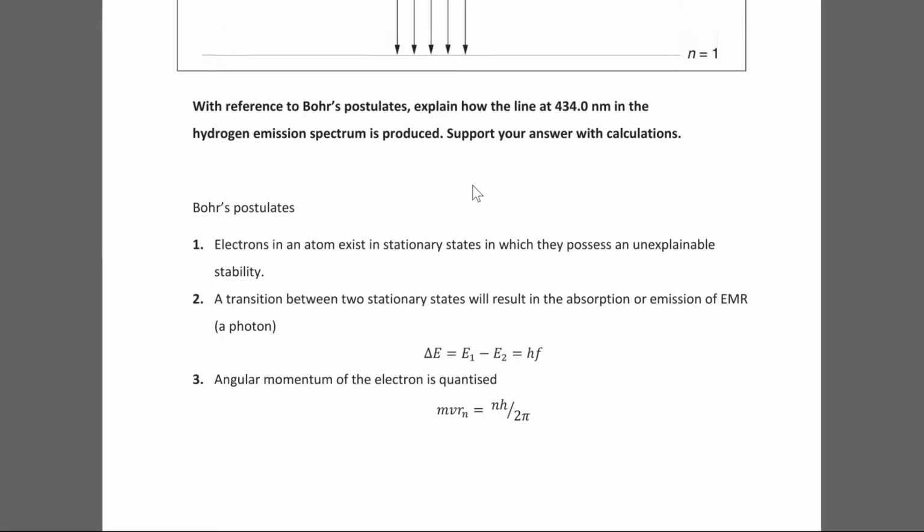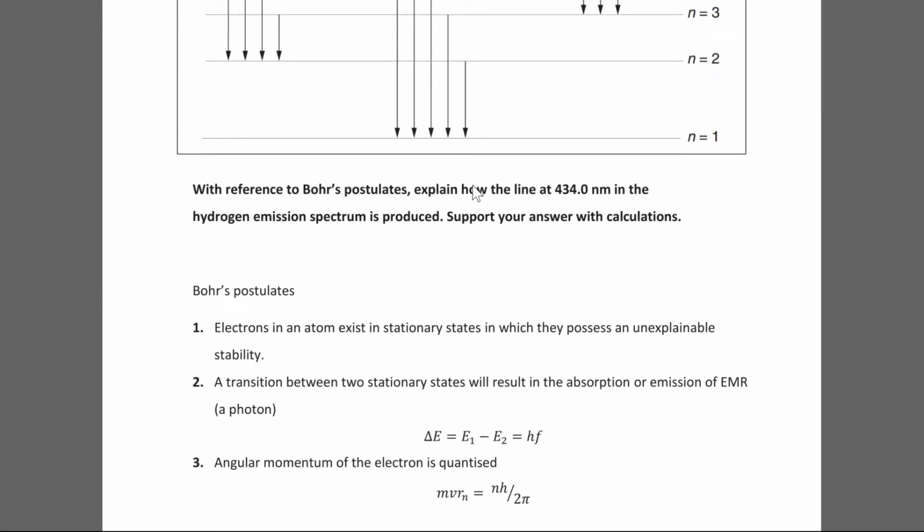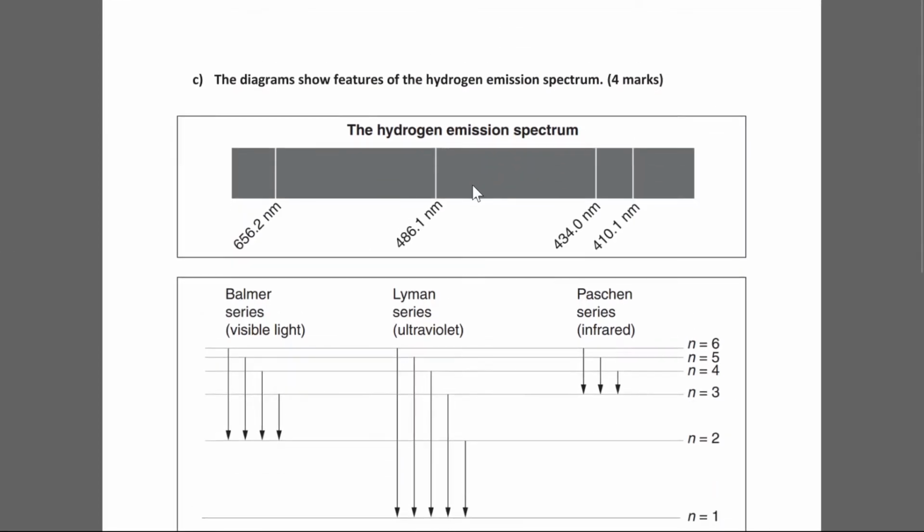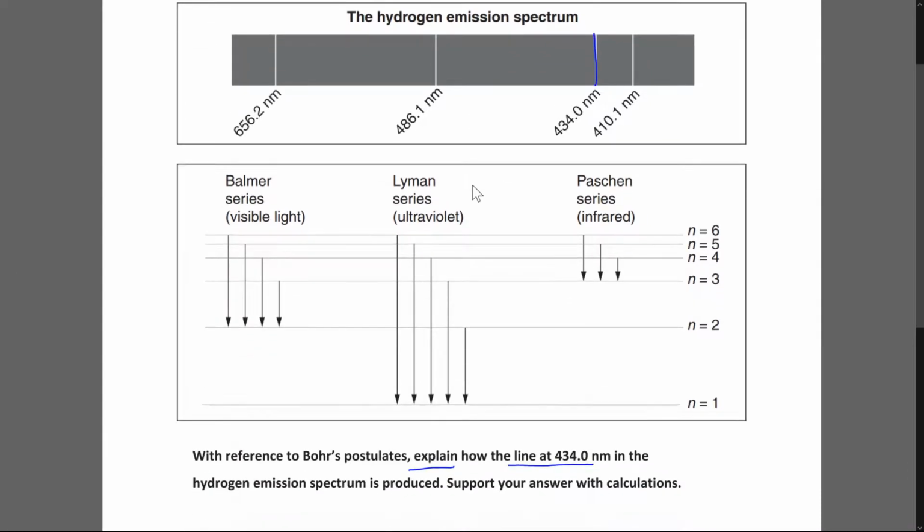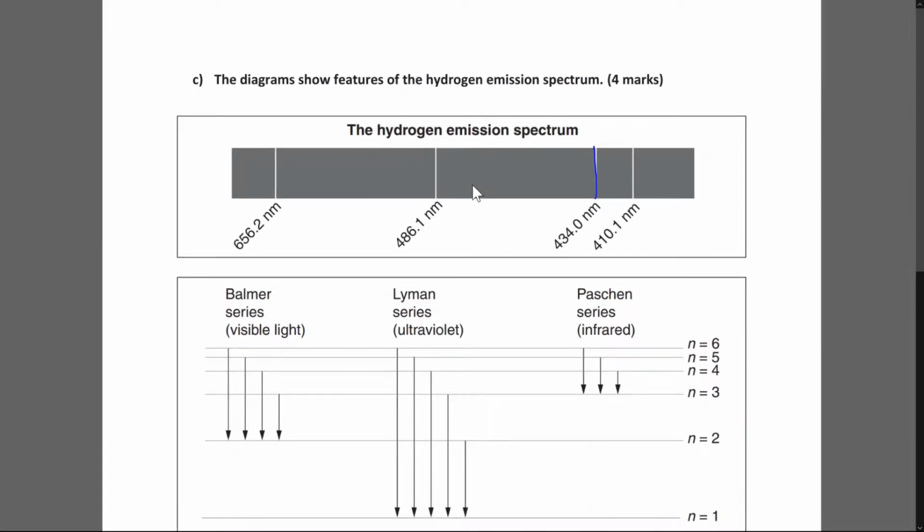So the question's asking, with reference to Bohr's postulates, explain how the line at 434 nanometers in the hydrogen emission spectrum is produced. So that's this line here. Cool. First I'll go through my answer and I'll explain what's going on.